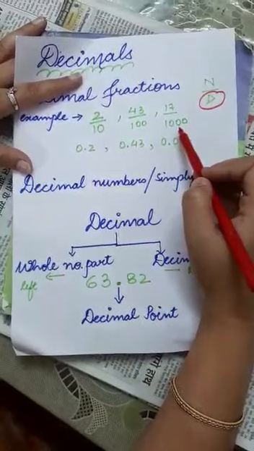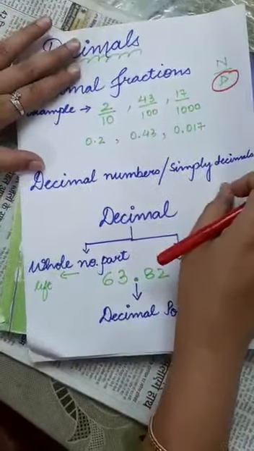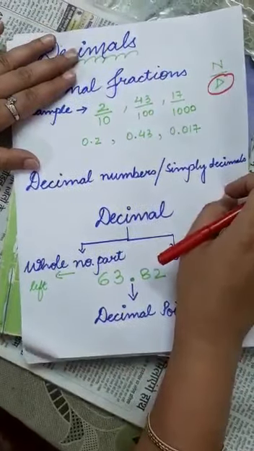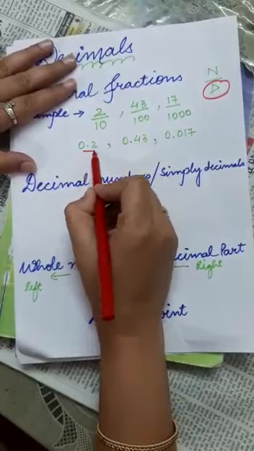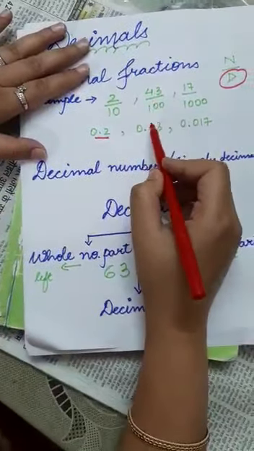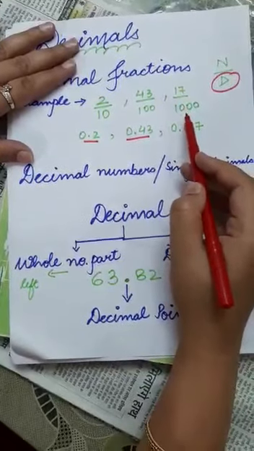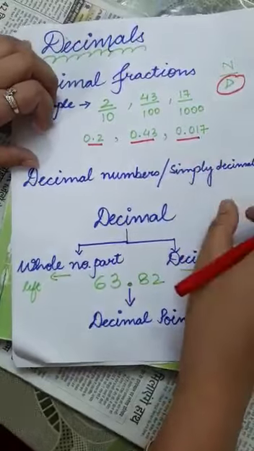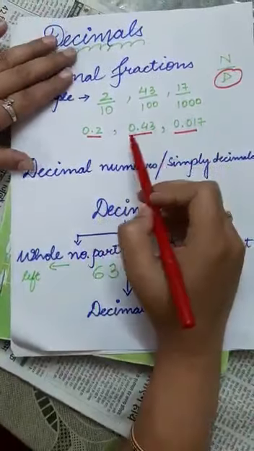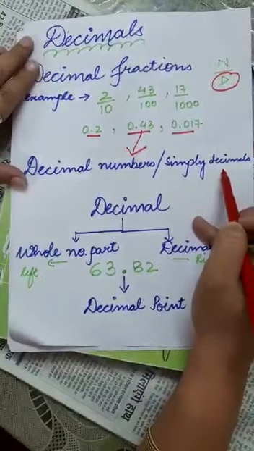Another way of expressing a decimal fraction is by writing the numerator with a dot at the proper place and removing the denominator. Thus, 2 by 10 can be written as 0.2, 43 by 100 can be written as 0.43, 17 upon 1000 can be written as 0.017. A number in this form is known as a decimal number, or simply a decimal.